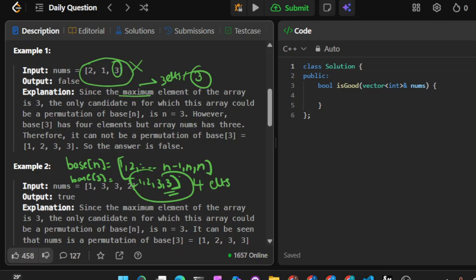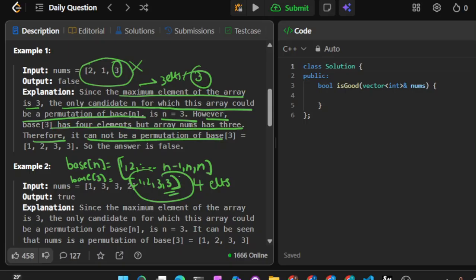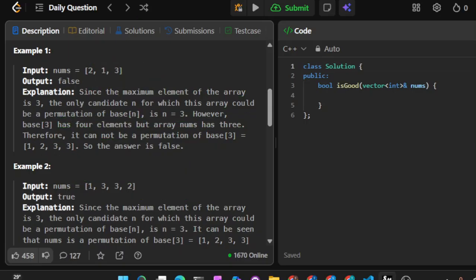So since the maximum element of the array is 3, the only candidate n for which this array could be a permutation of base n is n equals 3. However, base n has 4 elements but array nums has 3. So therefore it cannot be a permutation of base 3. So the answer is false. Okay, too many lines.